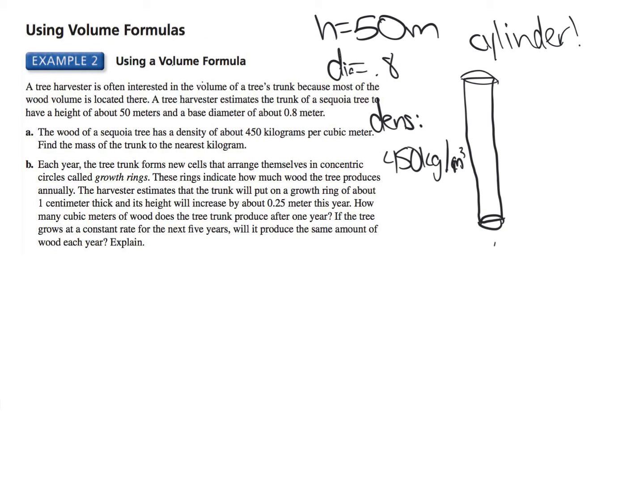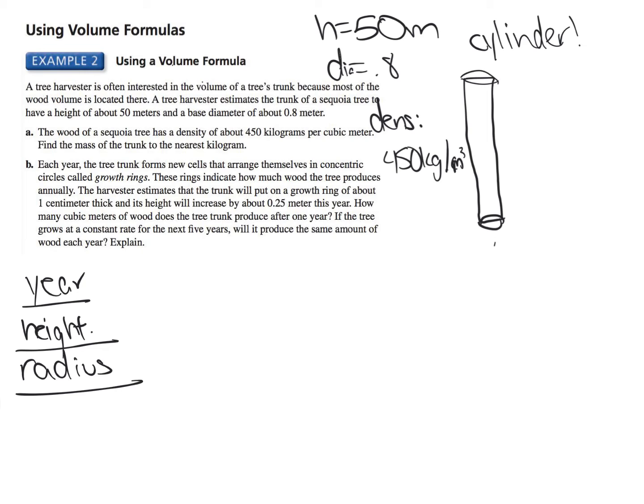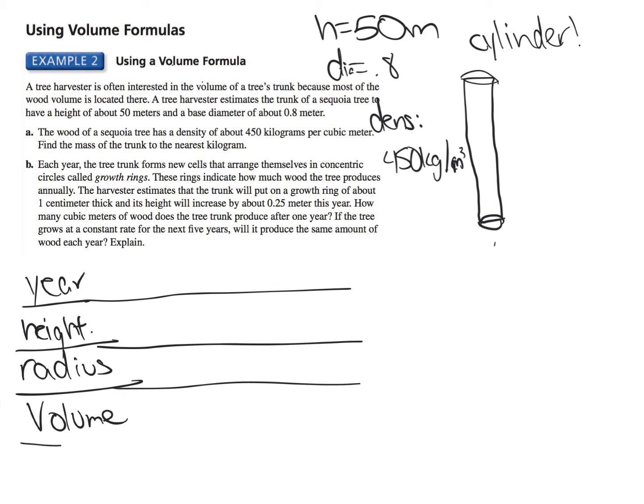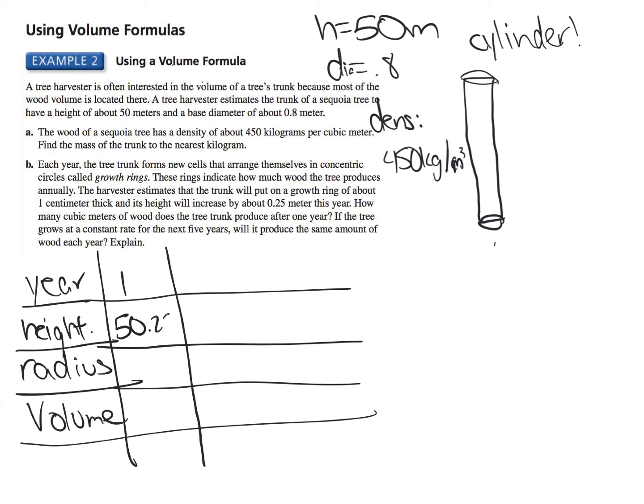Okay, table time. There are certain things we need to cover. We need to cover the year. We need the height because we see the height's going to grow. We need the radius, they call it the base radius. And then we need the volume. Thankfully, these are all extremely connected and they follow a pattern, so we'll be able to use the work. So we've got year 1. In year 1, the height has increased 0.25 of a meter. So if we started with 50, we're at 50.25.